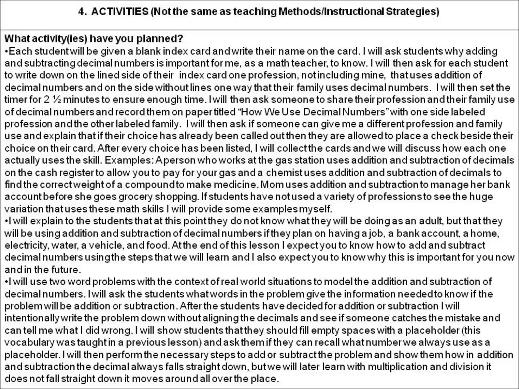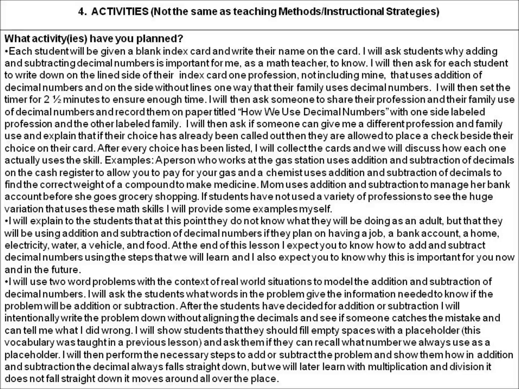I will then set the timer for 2.5 minutes to ensure enough time. I will then ask someone to share their profession and their family use of decimal numbers, and will record them on paper titled "How do we use decimal numbers?" with one side labeled profession and the other labeled family. I'll then ask if someone can give me a different profession and family use and explain that if their choices have already been called out, then they are allowed to place a check beside the choice on their card.